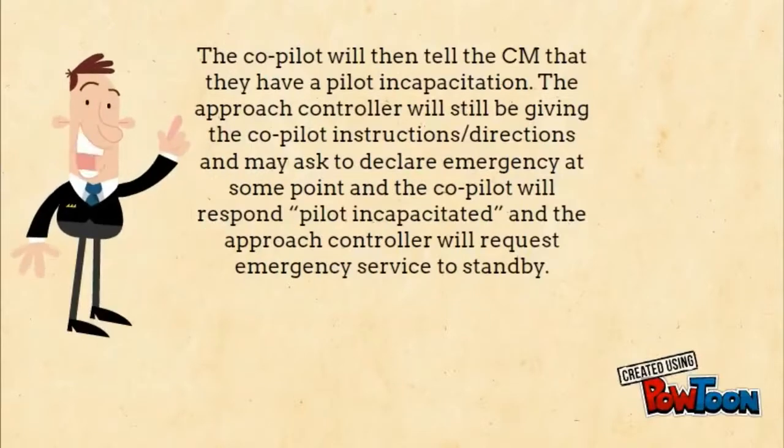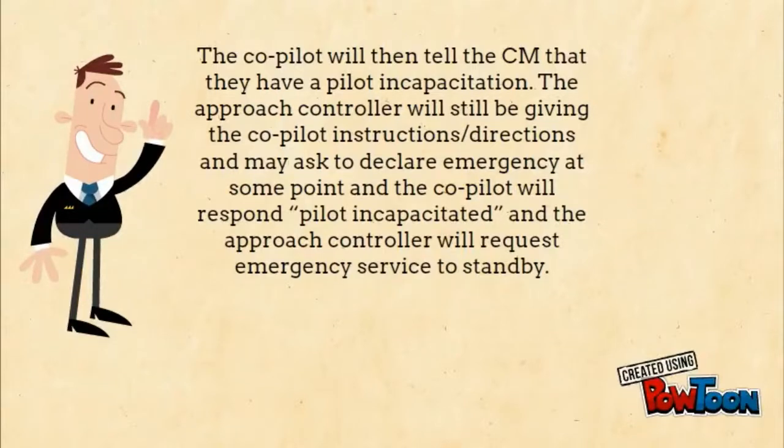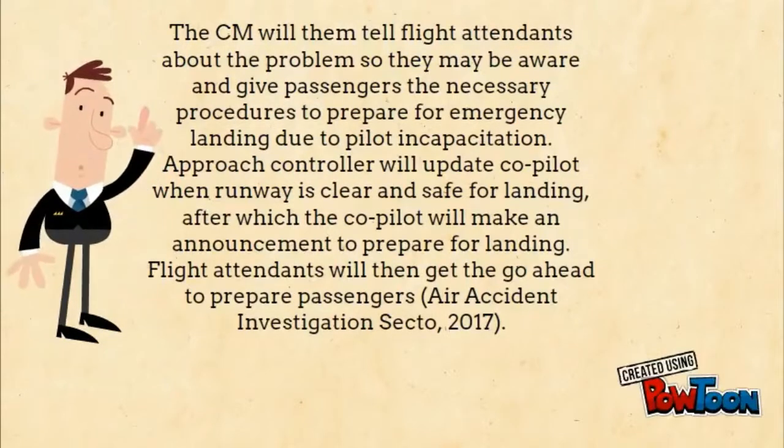The co-pilot would then tell the cabin crew member that they have a pilot incapacitation, and the approach controller will still be giving the co-pilot instructions and may ask to declare emergency at some point, and the co-pilot will respond pilot incapacitation, and the approach controller will request emergency service to stand by. The cabin crew will then tell flight attendants about the problem, so they may be aware and give passengers the necessary procedures to prepare for emergency landing due to pilot incapacitation.